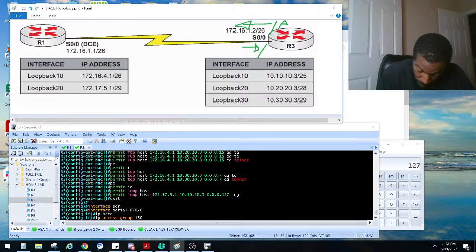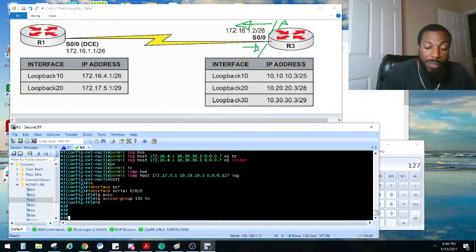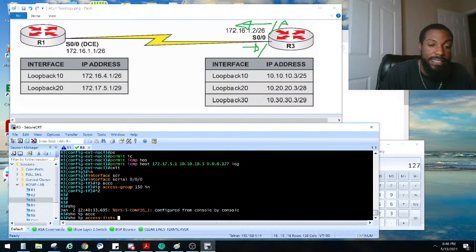The book said apply this ACL inbound on router 3's serial 0/0/0. So we've got to do it just like that. Press enter. That applied it. How do we check our work? With show IP. Let's check the rules. Show IP access-list.